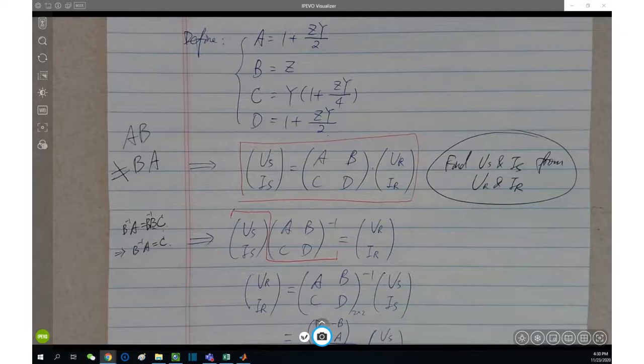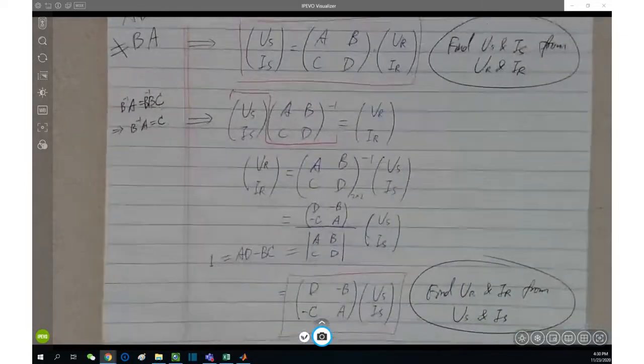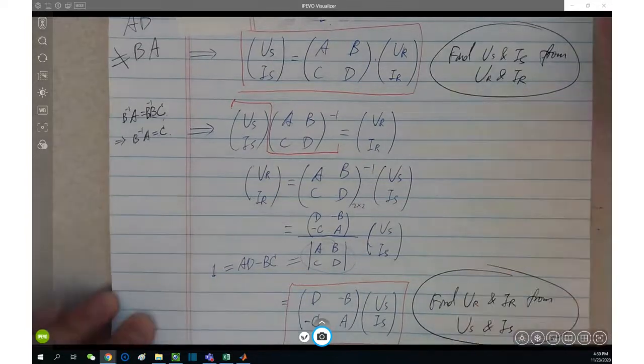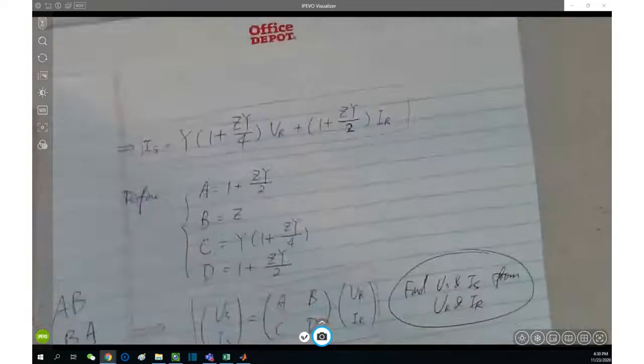Find VS, IS based on VR, IR, the other way around. And you also need ABCD. ABCD are all in terms of Z and Y. But by example, you will understand better how to find Z and Y in detail. This is how to find voltage and current.